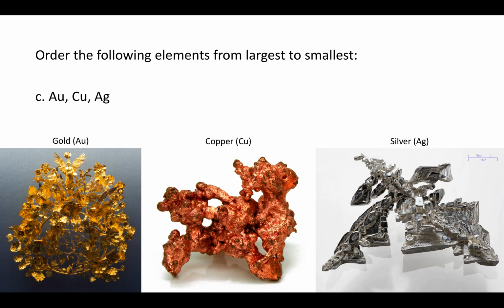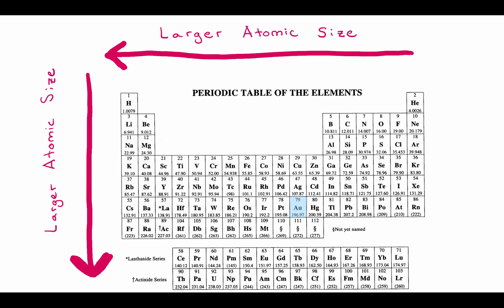How about gold, copper, and silver? So gold is here, copper above it, silver in between. Because gold is the furthest down, it is made up of the largest atoms. And because copper is the farthest up, a copper atom would be the smallest atom of those three. So ordering them from largest to smallest, you'd have gold, silver, and copper.